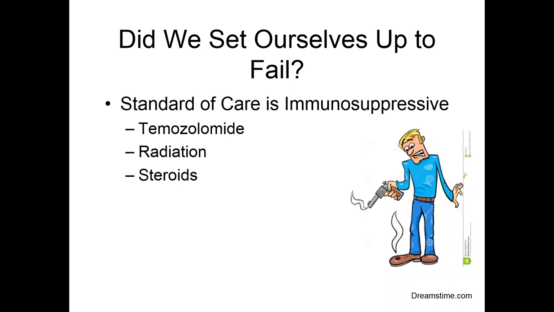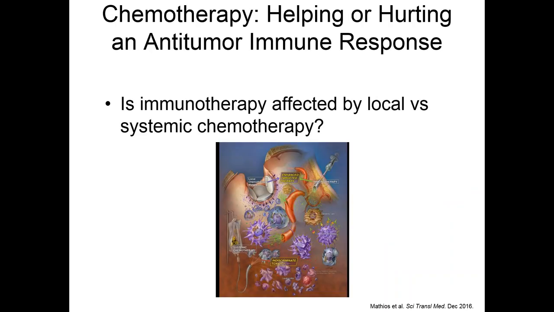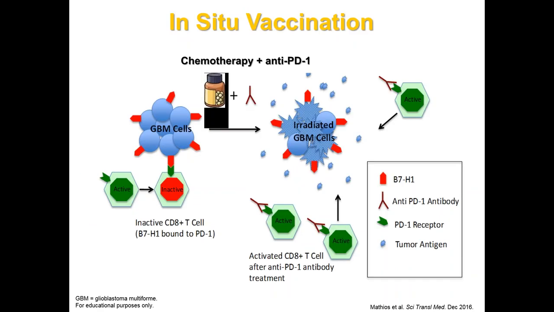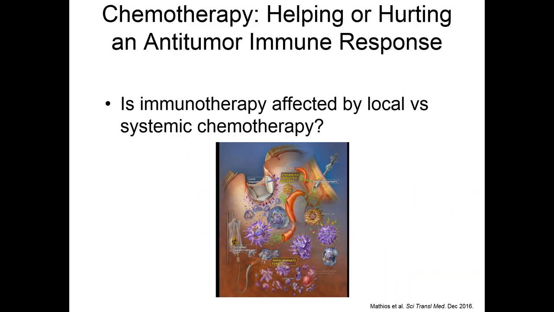One of the combination approaches that we've been thinking about and are pretty interested in is maybe we don't need to give chemotherapy systemically in patients. So there's this idea of giving chemotherapy locally plus anti-PD-1. Sorry, this is slide 67, Christine. For example, we have devices where you can give chemotherapy locally in patients with glioblastoma, and these wafers are impregnated with chemotherapy. They're called Gliadel wafers.